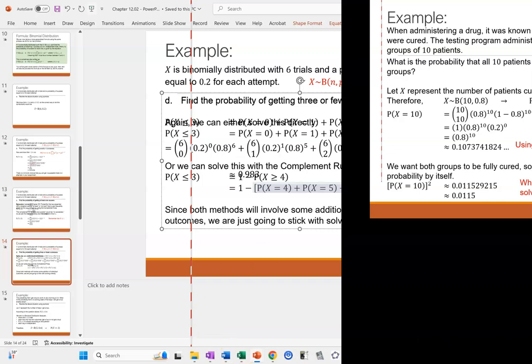I ask here, what is the other method of solving this? What is the other way we could have thought about this problem?